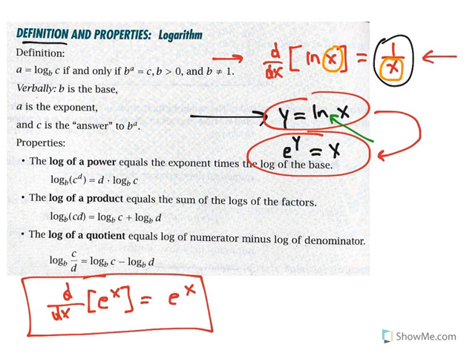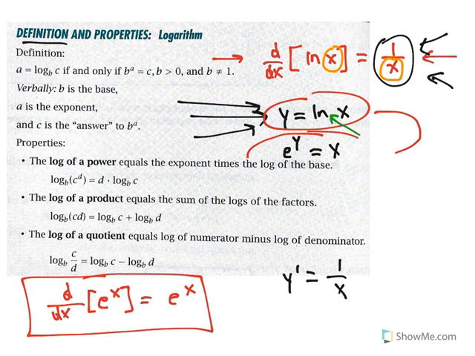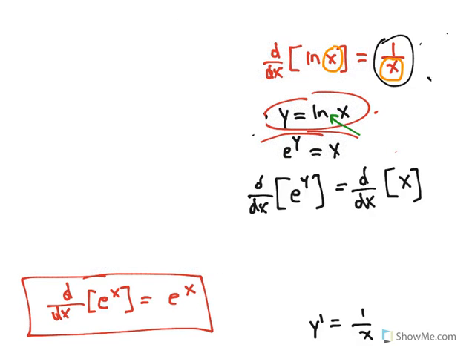We'd like to show that y prime, which is the derivative of natural log of x, has to be 1 over x. So how can we do that? You're going to take the derivative with respect to x of both sides of the equation, e to the y is equal to x. So when you do that on the right side, you get something pretty easy. The derivative with respect to x of the identity function x is 1.